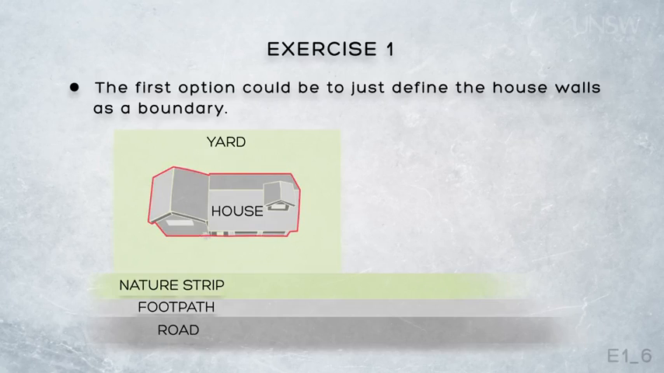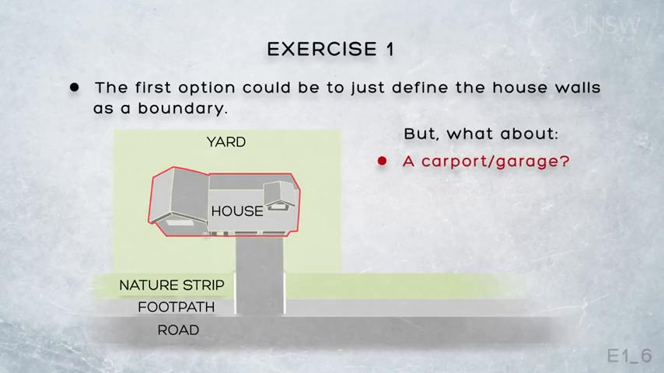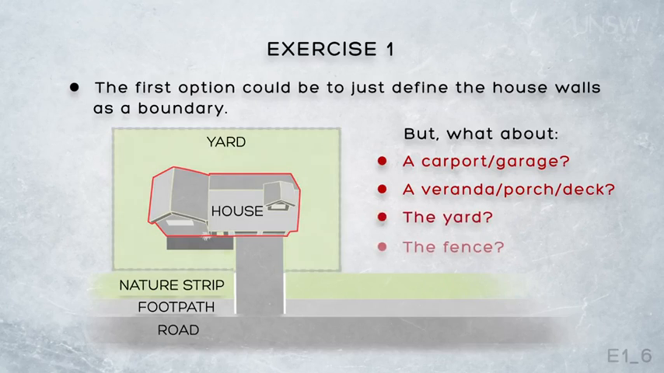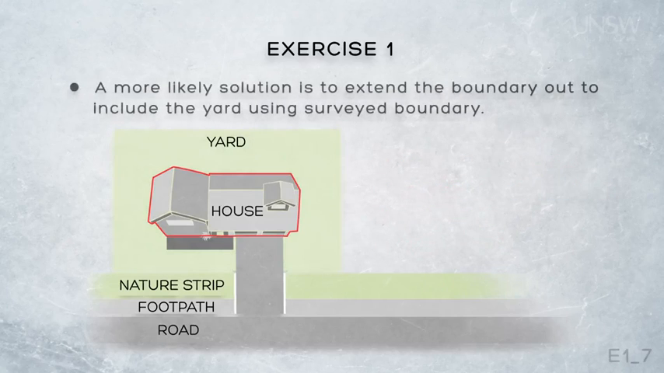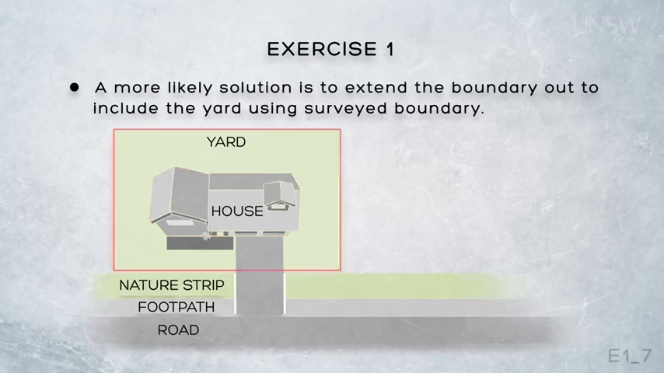As a system boundary though, the house walls are probably a bit limiting, because the boundary doesn't take into account any carport or garage, or any veranda or porch or deck that might be attached to the house. Using the walls as a boundary is also a bit limiting because they don't recognise that the owners also own the yard and the fence, both of which they probably want to include as part of their system of interest. A more likely solution is to extend the boundary out to include the yard, using the surveyed boundary, that is the piece of land that is legally owned.